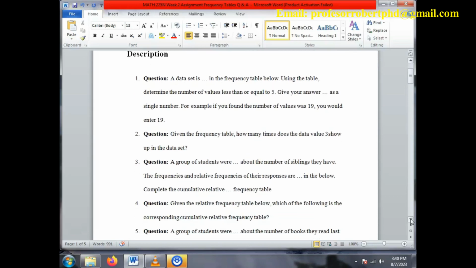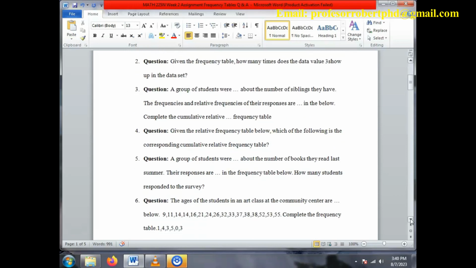2. Question. Given the frequency table, how many times does the data value 3 show up in the dataset? 3. Question. A group of students were surveyed about the number of siblings they have. The frequencies and relative frequencies of their responses are in the table below. Complete the cumulative relative frequency table. 4. Question. Given the relative frequency table below, which of the following is the corresponding cumulative relative frequency table?